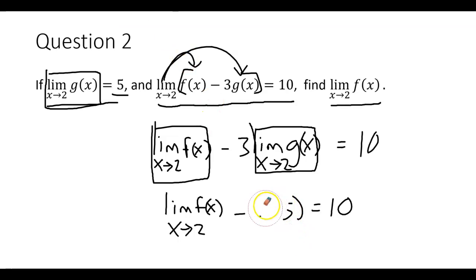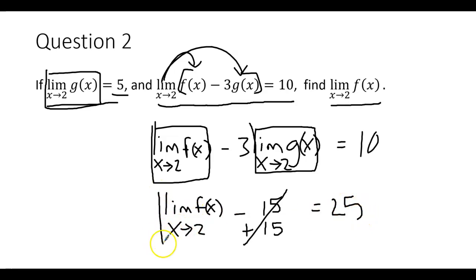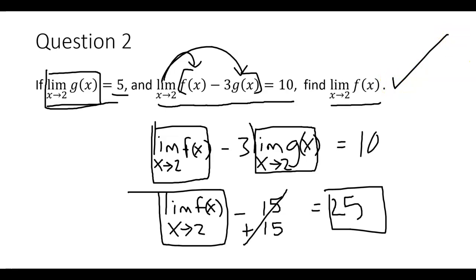The 3 times 5 here is 15, so I'm just going to replace that with 15. And then if we just add 15 on both sides, this cancels out, and then this side becomes 25. And so that would be my limit. The limit of f of x as x approaches 2 is 25, and that's what they wanted us to find. So the answer is 25.